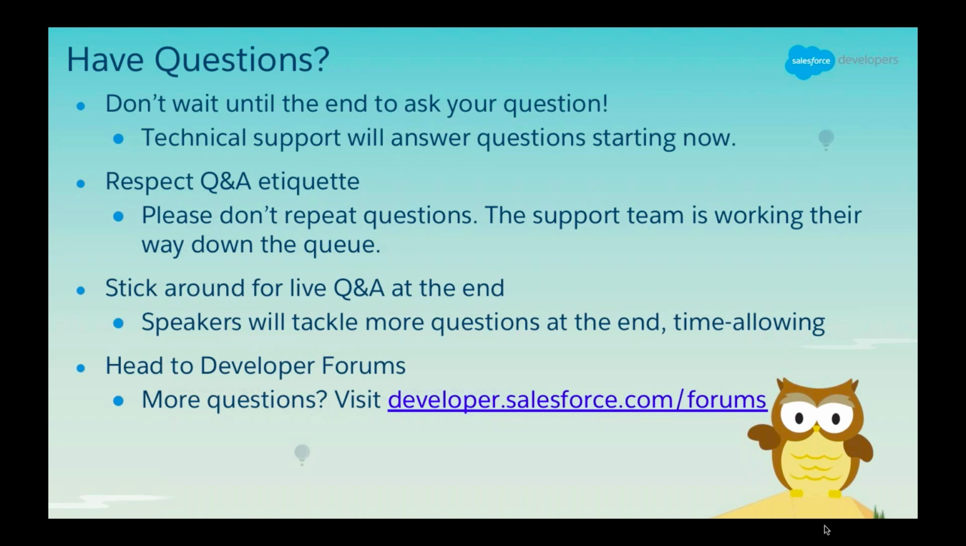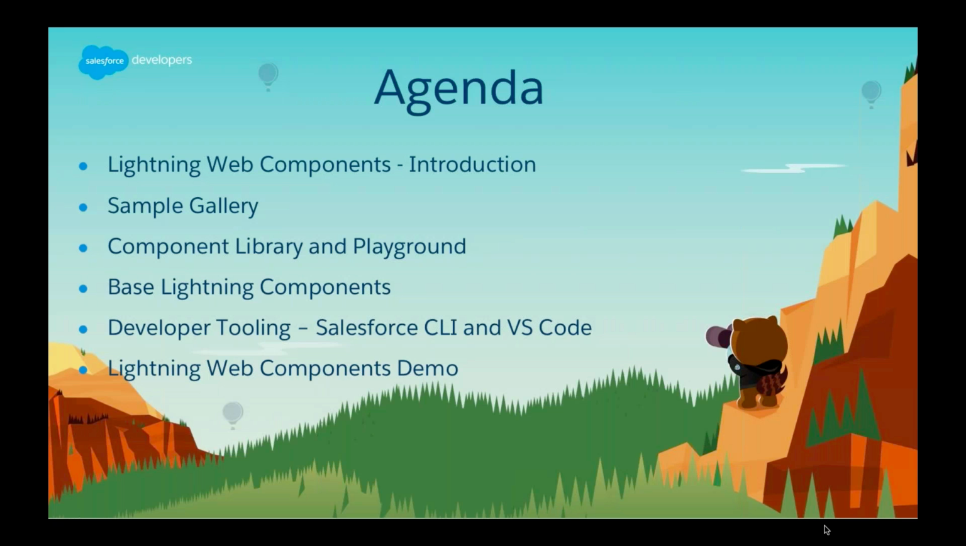With that, let me just give you a high-level brief of the agenda for today, where we're going to talk about Lightning Web Components, what they are and why we're doing them. We're also going to talk about the sample gallery, component library, and playground, some amazing resources for you to get started, and about base Lightning components and what are the tools that you need as a developer to build Lightning Web Components. And we'll see demos for all of them. I hear Kush and Satya have some great content for us today. So with that, let me hand over to Kush.